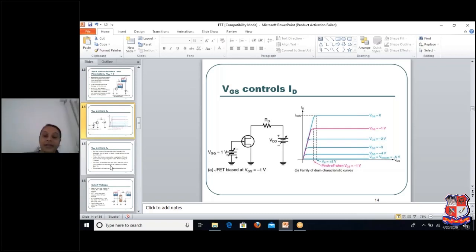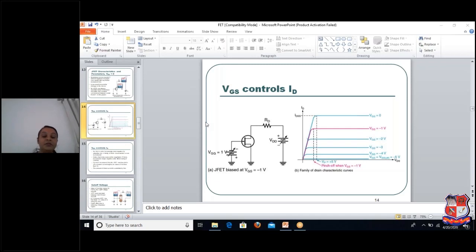Now the second one: how the VGS controls the ID. Earlier we gave VGS as 0. Now, in the second case, whenever your VGS goes into reverse bias, it means that you keep the gate terminal at a lower potential and the source terminal at a higher potential. So you connect the battery with the gate to the negative and the source to the positive, right?